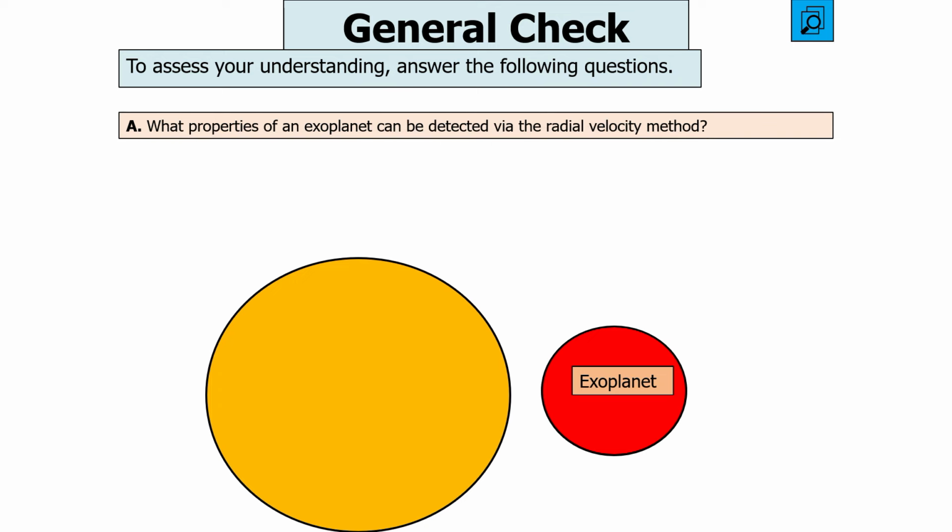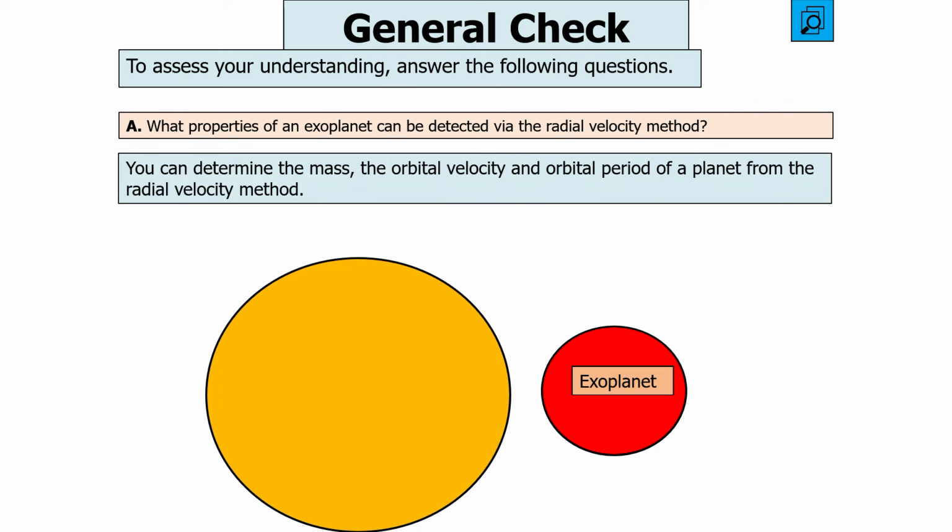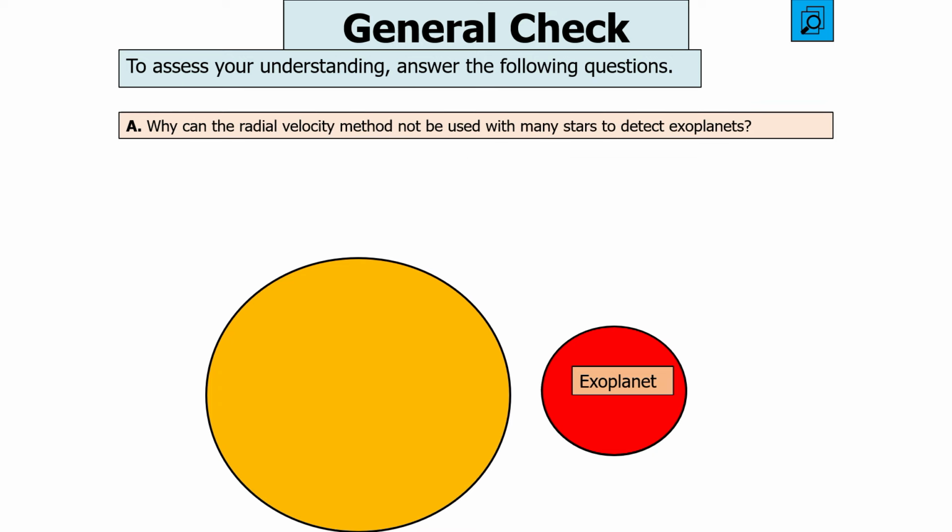What properties of an exoplanet can be detected via the radial velocity method? From this method, you can determine the mass, orbital velocity, and orbital period of a planet. Why can the radial velocity method not be used with many stars to detect exoplanets?